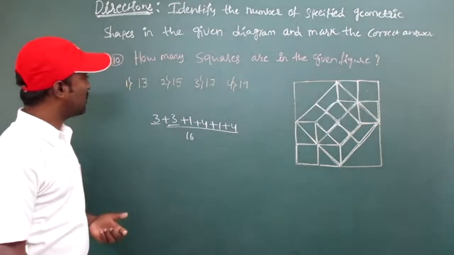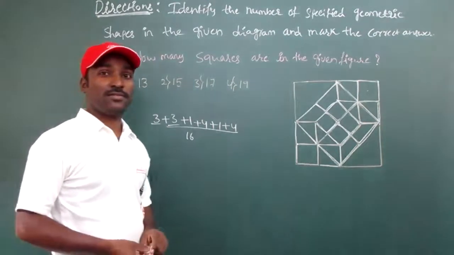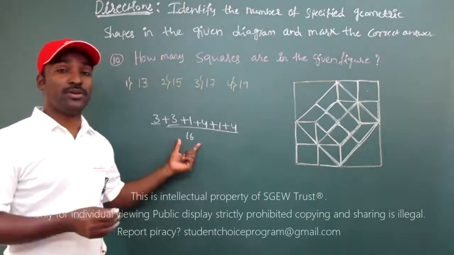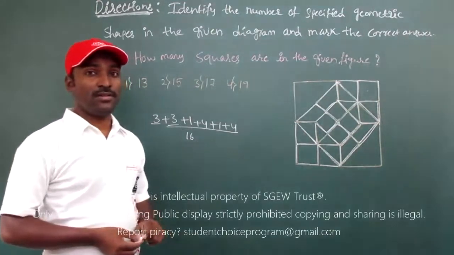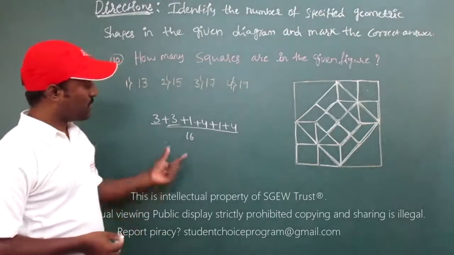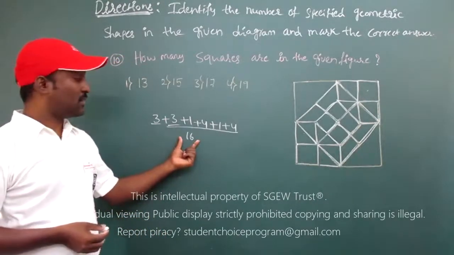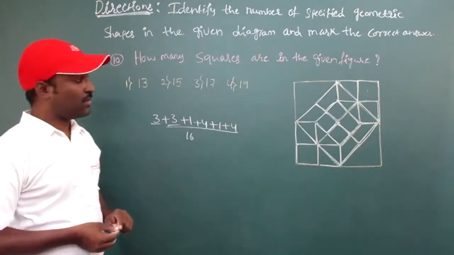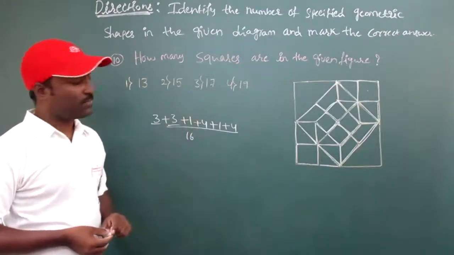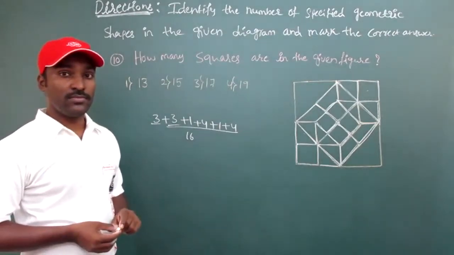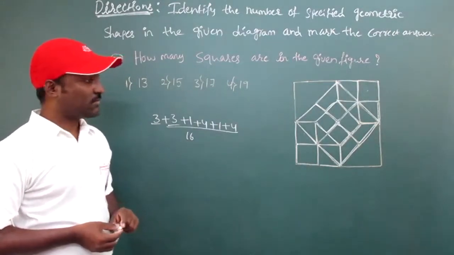Okay, now go to the options. In the options, 16 is not there. We obtained 16 squares, but in the options we do not have 16. That means the 16 squares that we obtained here is not right. There may be some extra squares present. Do you find any square?